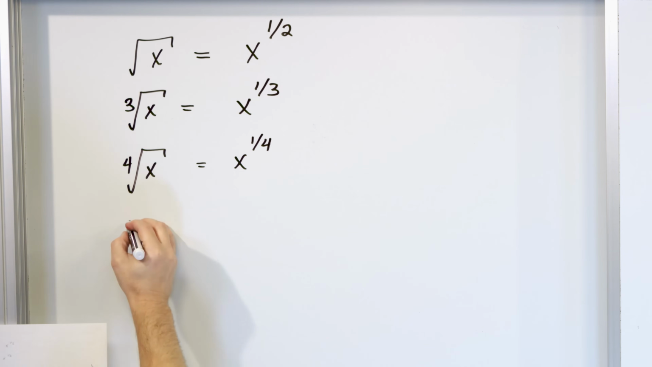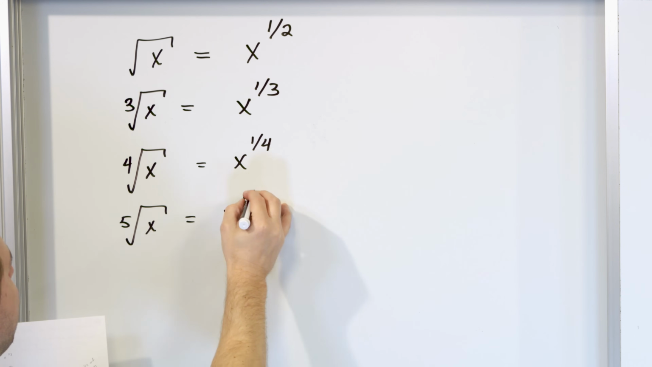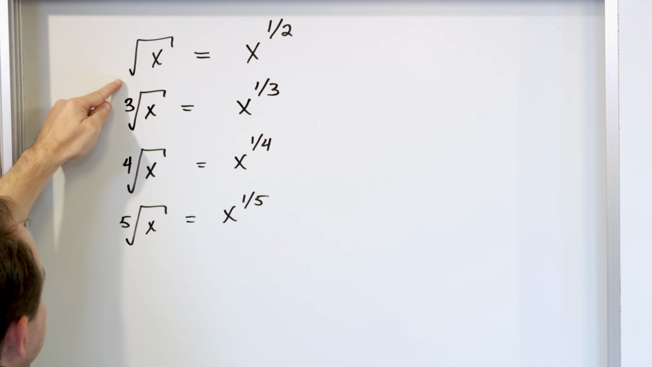And by now you can see the pattern. Anything you put in here, the fifth root of x or whatever, is just x to the 1/5 power. So when you get a little bit farther in math and you get into physics and engineering and other things, or even calculus, most of the time you will not see radicals.